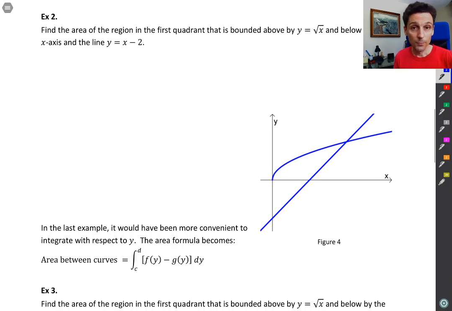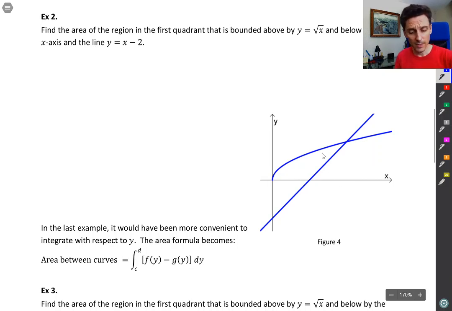Now, the curves have been sketched in figure 4, so you can see the square root of x function springing out of the origin. Then we've got this line y equals x minus 2. And we've also got the x-axis, it says, is the bound below.